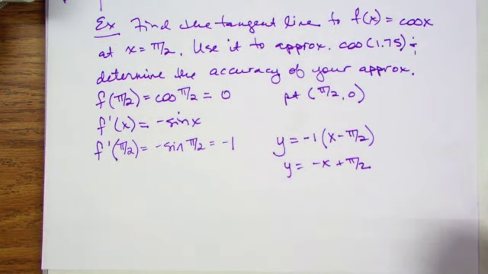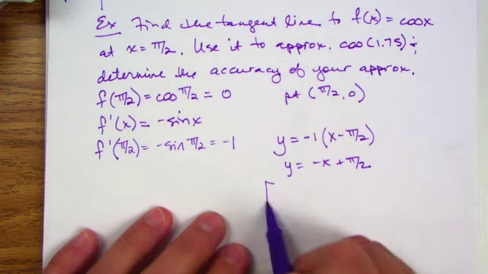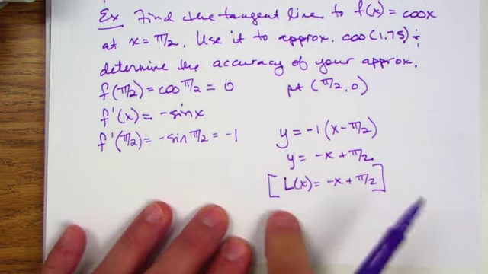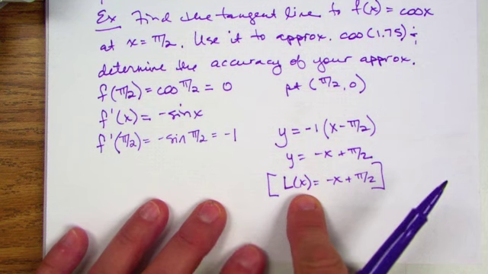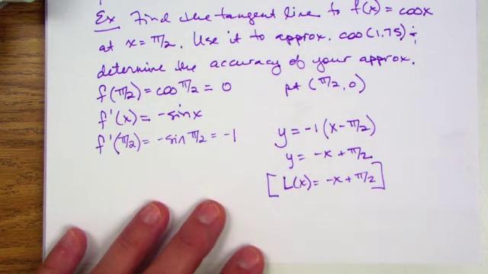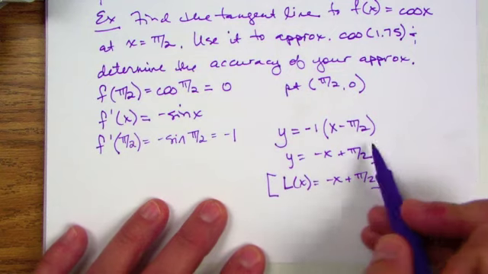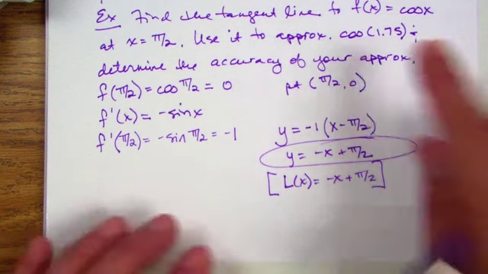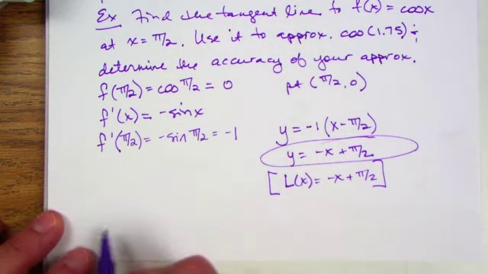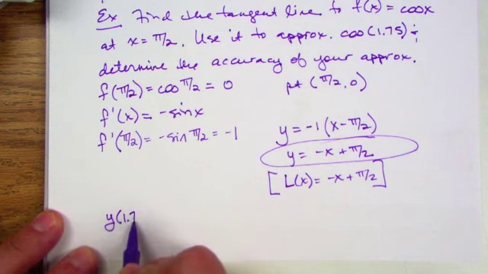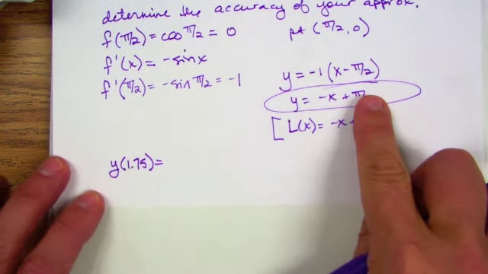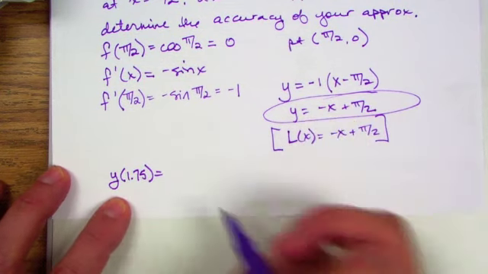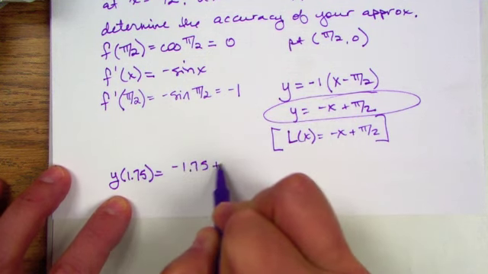Okay, and just so it doesn't freak you out, like a linearization, if you saw this in the textbook, it might look like this. L of x equals negative x plus pi halves. If they ask you for a linearization, sometimes they will make that say capital L of x. Now it says use this tangent line that we just came up with to approximate cosine of 1.75. So what do I need to find? I need y of 1.75, right? I need to plug 1.75 in for that equation. So that means negative 1.75 plus pi halves.